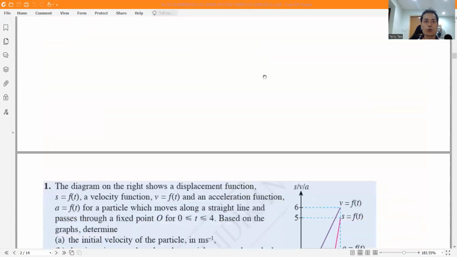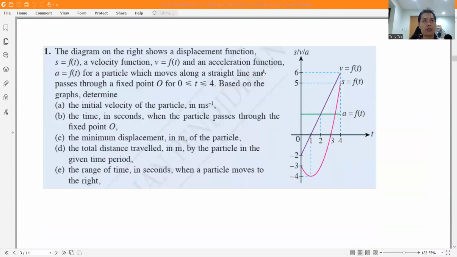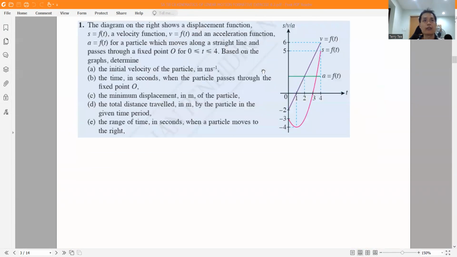Now, let's do the first question. Question number 1. So here we have a diagram that shows the displacement function, the velocity function, and the acceleration function of a particle that moves along a straight line from a fixed point O. The time is given from 0 to 4. You can see there are three functions here.